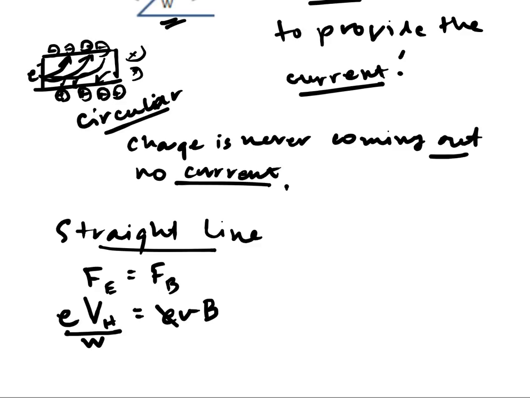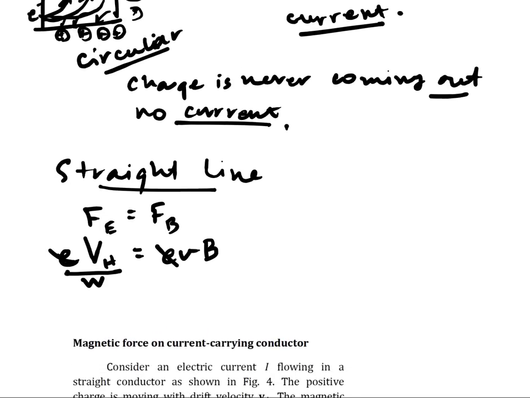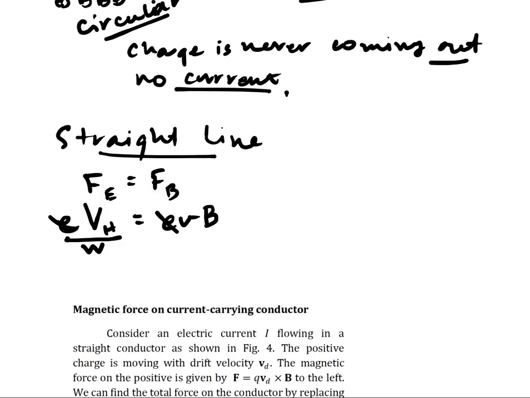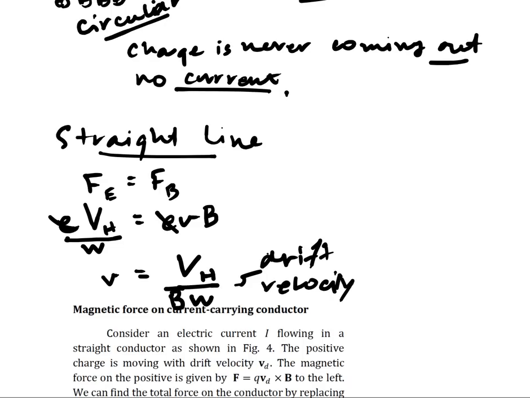And then if you cancel the E, you can get the expression for the velocity. Okay, so you can say that the velocity of the electron moving in a straight line is v equals V_H over W, and then divided by B. Okay, so I'll call this the drift velocity. So this is exactly the same velocity that you have in the I equals nevA. So this is also the drift velocity.